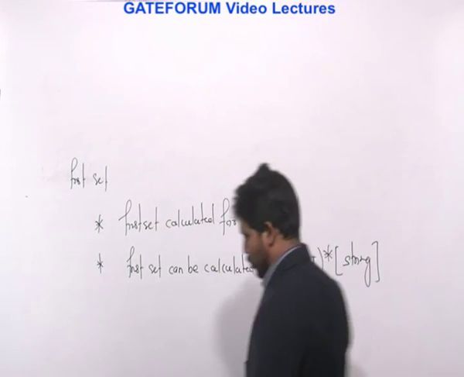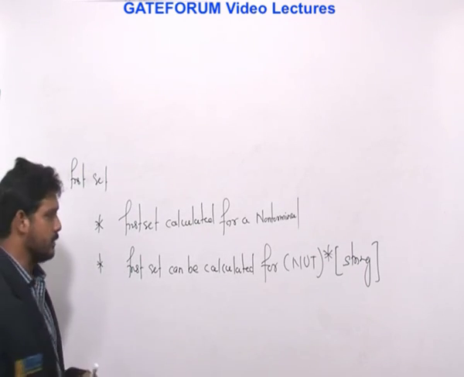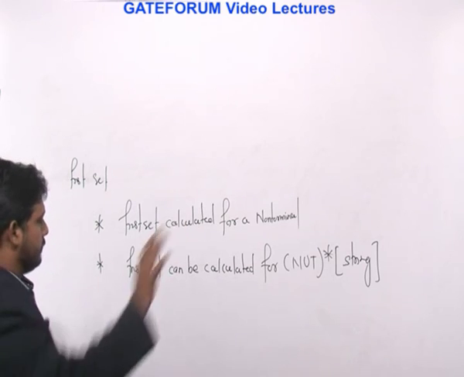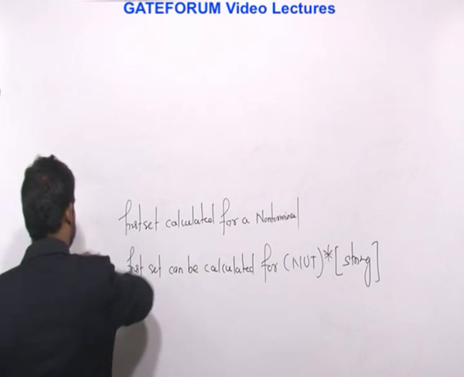So what is the rule? The rule is very simple. For first set calculation there are small rules.